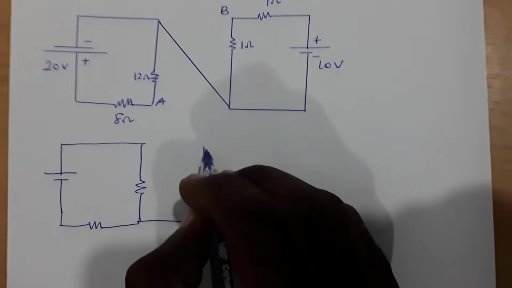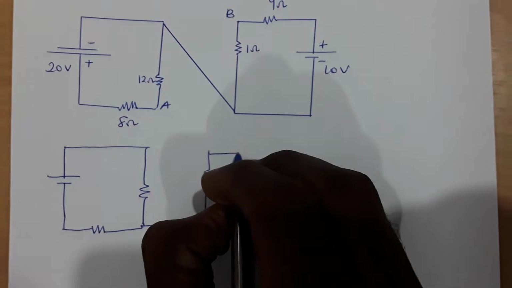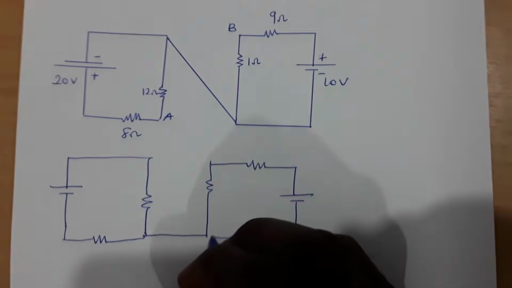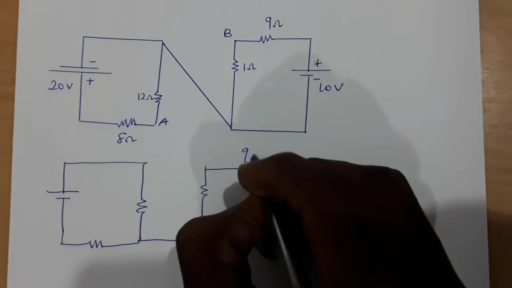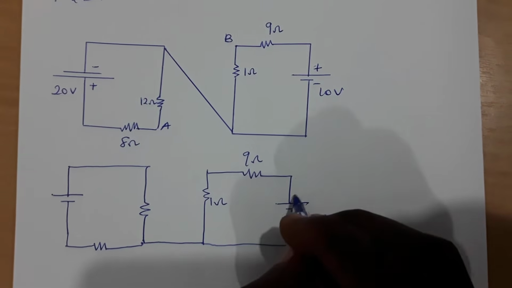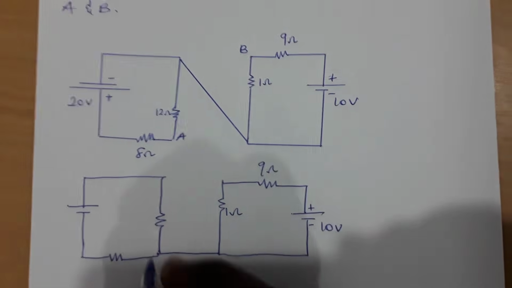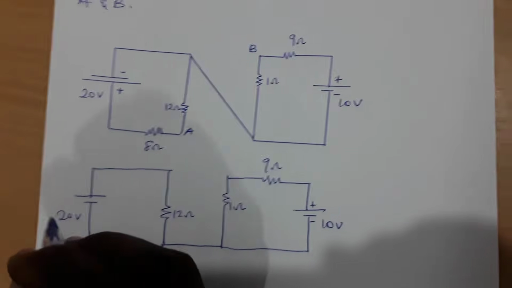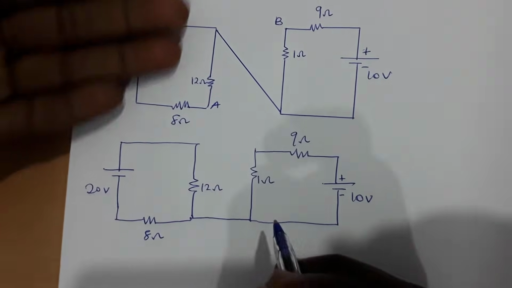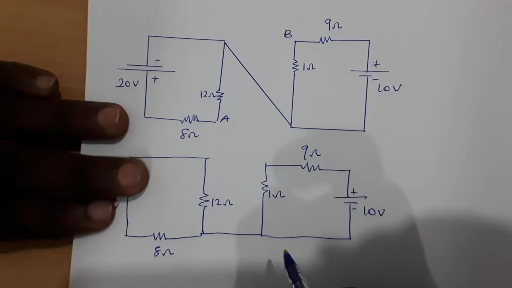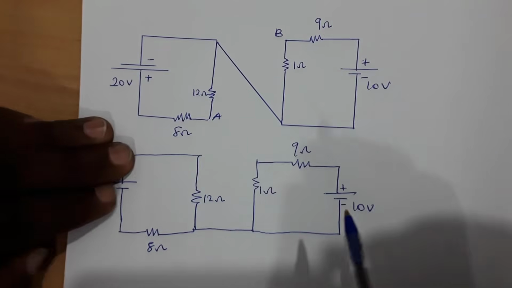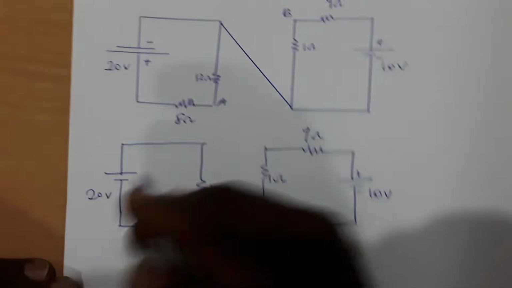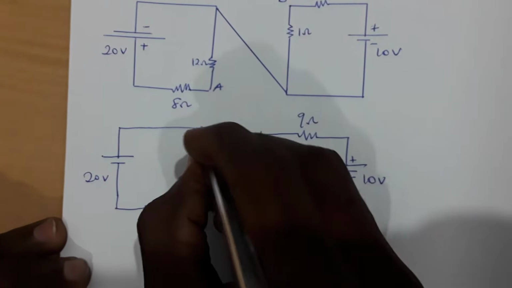This is your 1 ohm. This is your 10 ohm. Like this: 9 ohm, 1 ohm, 10 volts, 12, 8, and 20 volts here. So we turn this side like this to make it look like this. If you can see, we turn this upside down. So can you see? I'm sure. So let's continue. So this will be the A and B.